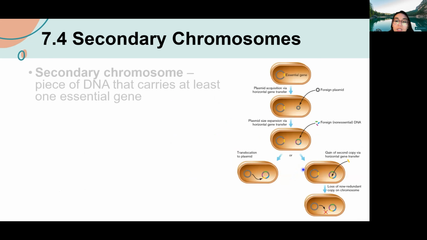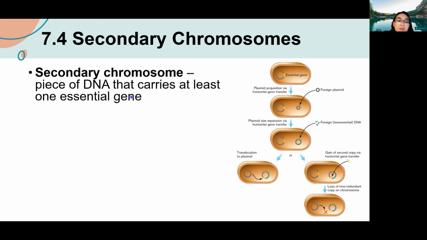Secondary chromosome. So what is a secondary chromosome? It is a piece of DNA that carries at least one essential gene. So remember, I told you that a plasmid does not carry any essential genes. It just carries extra genes that maybe are useful, but are not essential for survival. So secondary chromosomes are an actual piece of DNA that is not the main chromosome, but just a smaller piece of DNA that contains at least one essential gene, meaning that if the bacteria lost this chromosome, it would not be able to survive.